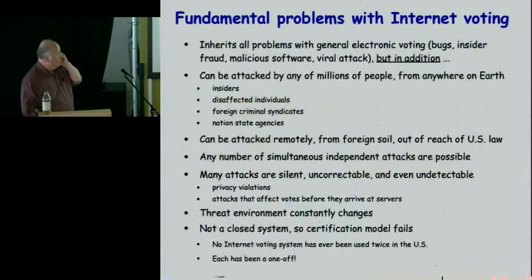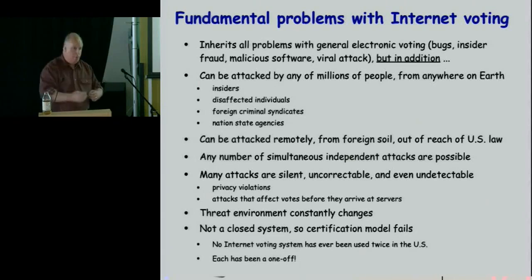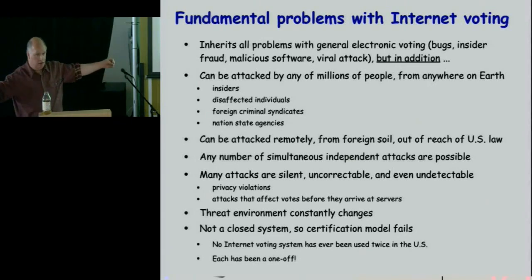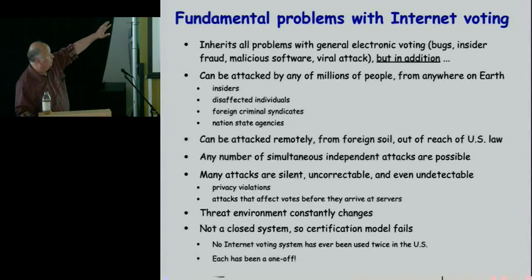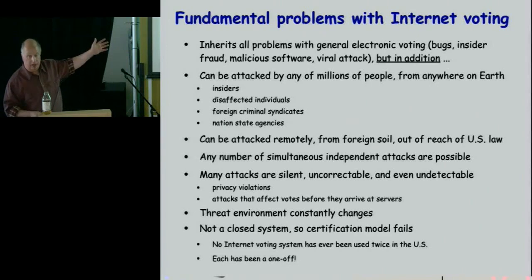All right. Fundamental problems with internet voting that really are generic to all of the architectures. First of all, internet voting is a kind of electronic voting, and it inherits all of the security vulnerabilities of electronic voting. It's as though you took one of those electronic voting machines, opened it up, took one of its data paths, and stretched it across the entire internet, creating an attack surface that is as big as the internet. But in addition, internet voting systems can be attacked by anyone on Earth. That's not true for a precinct-based electronic voting system. But insiders and disaffected individuals from Bulgaria and foreign criminal syndicates from Russia and nation-state agencies from Iran and China or anywhere else can attack a U.S. election. And they can do so from the safety of their own soil and out of reach of United States law.